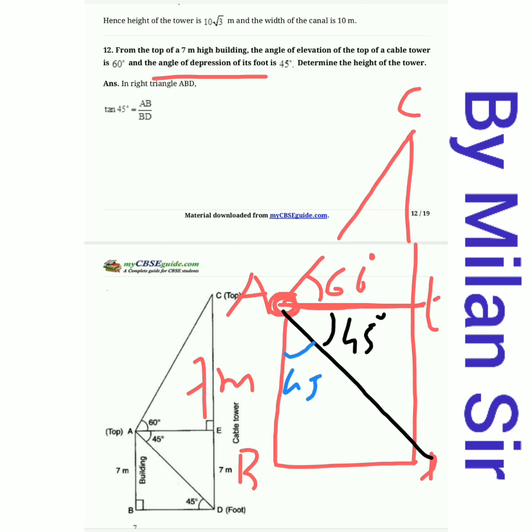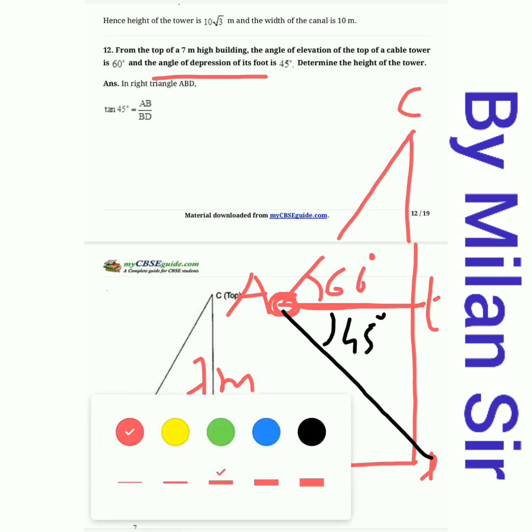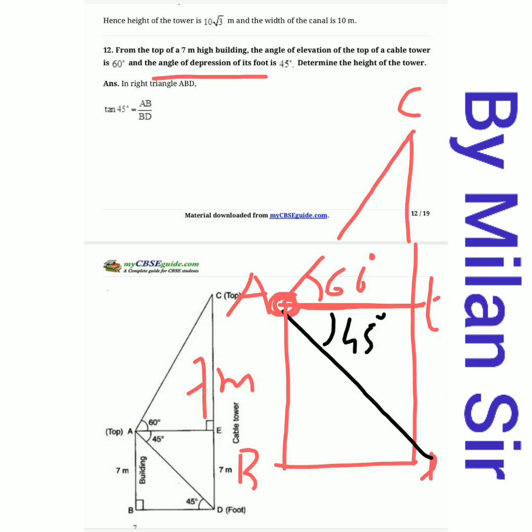One more thing, most students make a mistake here: they take this angle as the angle of depression. It's wrong, because what is the definition of the angle of depression? The angle of depression is the angle formed between the line of sight and the horizontal. Now AB is not horizontal. Definitely AD is the line of sight, but AB is a vertical line, it is not horizontal, right? So we cannot take this angle as 45 degrees. So our angle DAE is equal to 45 degrees. Just take note of it. Okay, so our figure is ready, right?